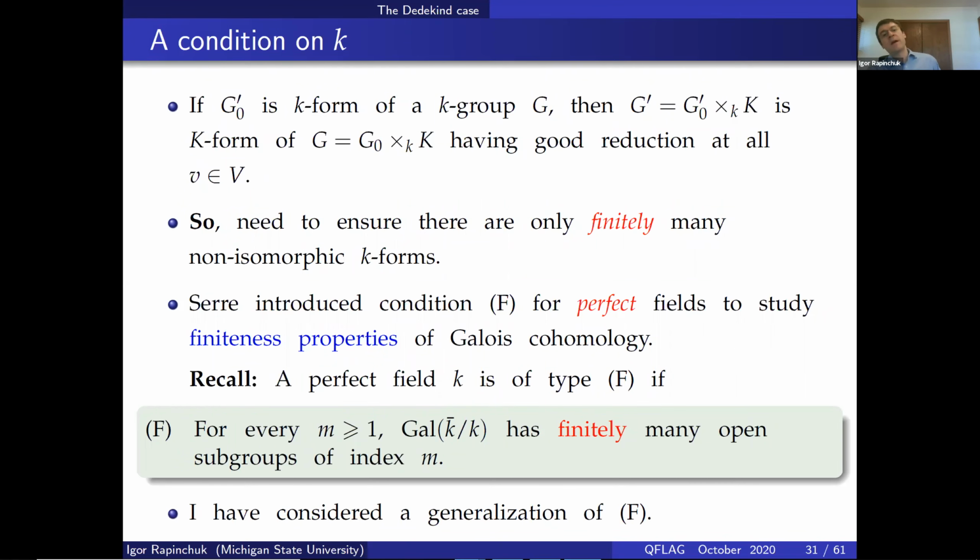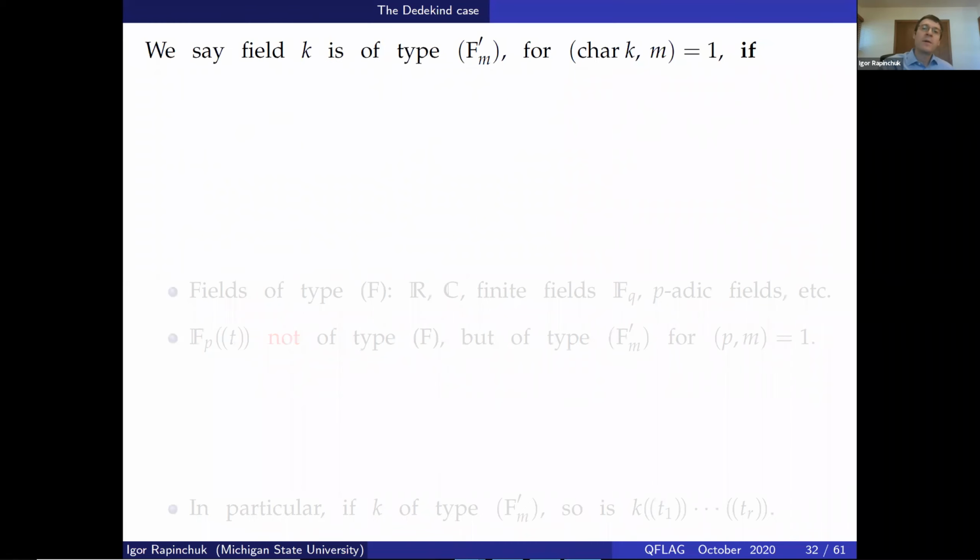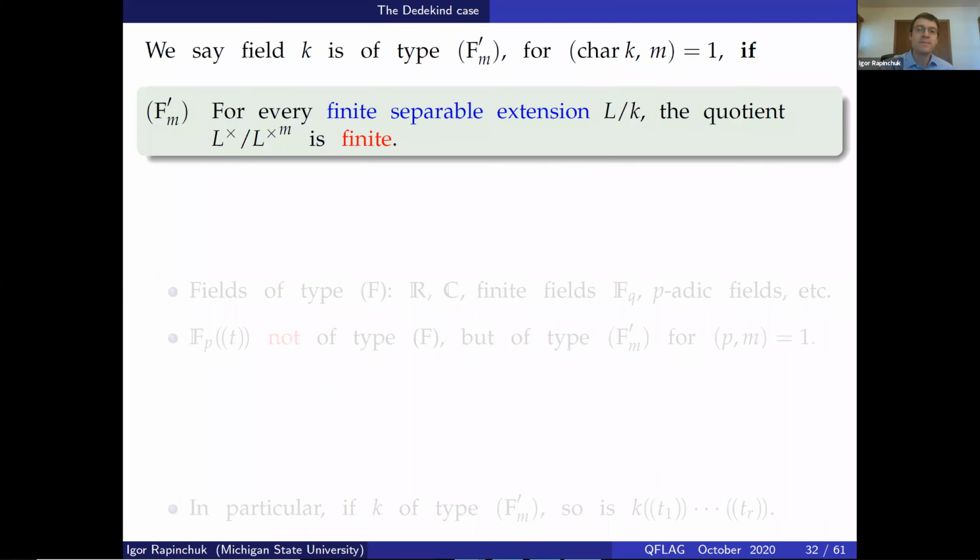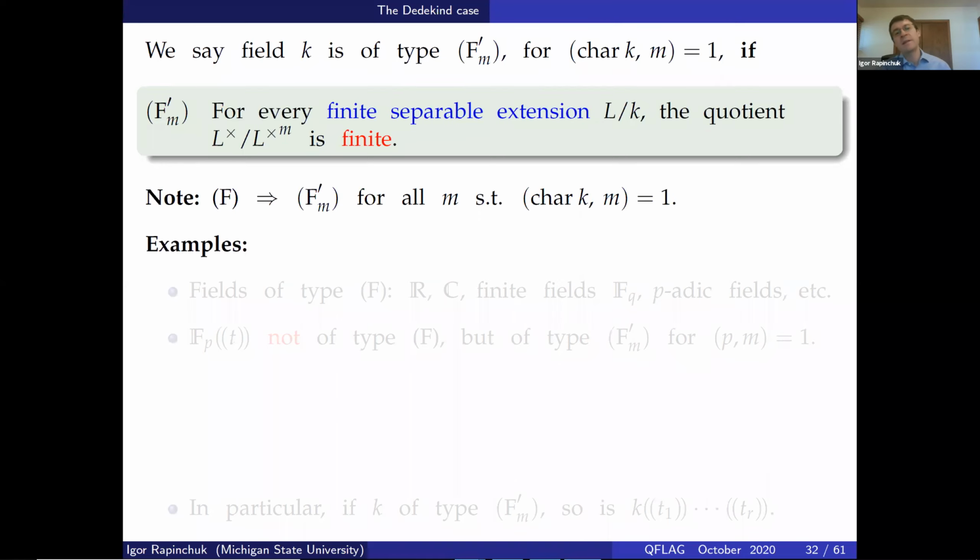Now, in some recent work, I've considered a certain generalization of this condition. If we have an integer m which is relatively prime to the characteristic of our field, then we say that k is of type F prime m if, for every finite separable extension L of k, the quotient L star mod mth powers is finite. And it's easy to show that for perfect fields and any integer m relatively prime to the characteristic, condition F certainly implies F prime m. But the point is that this condition F prime gives us a little more flexibility.